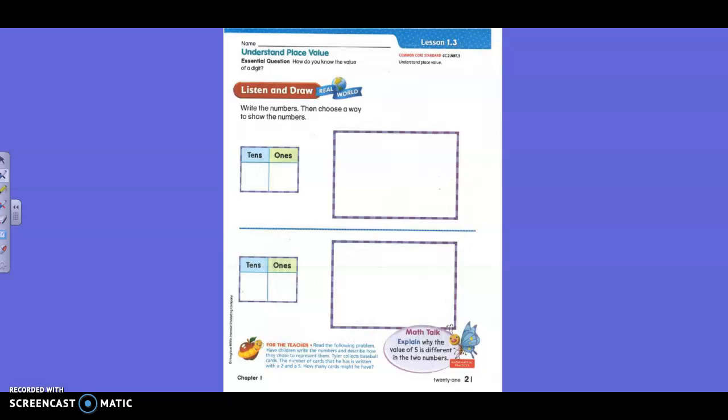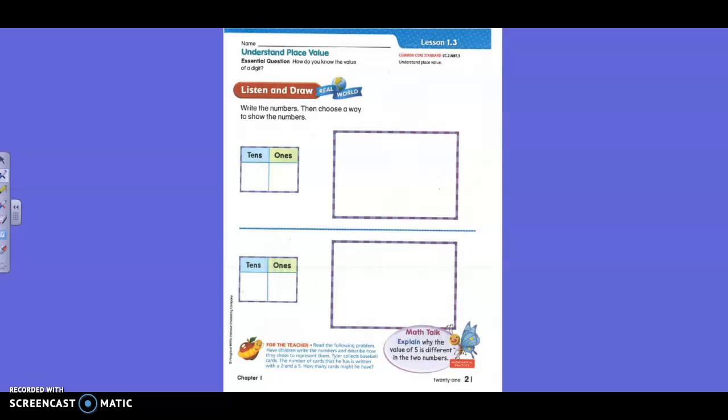Tyler collects baseball cards. The number of cards that he has is written with a 2 and a 5. How many cards might he have? If his number has a 2 in it and a 5 in it, what could that number be? Hudson? 25. It could be 25, right?